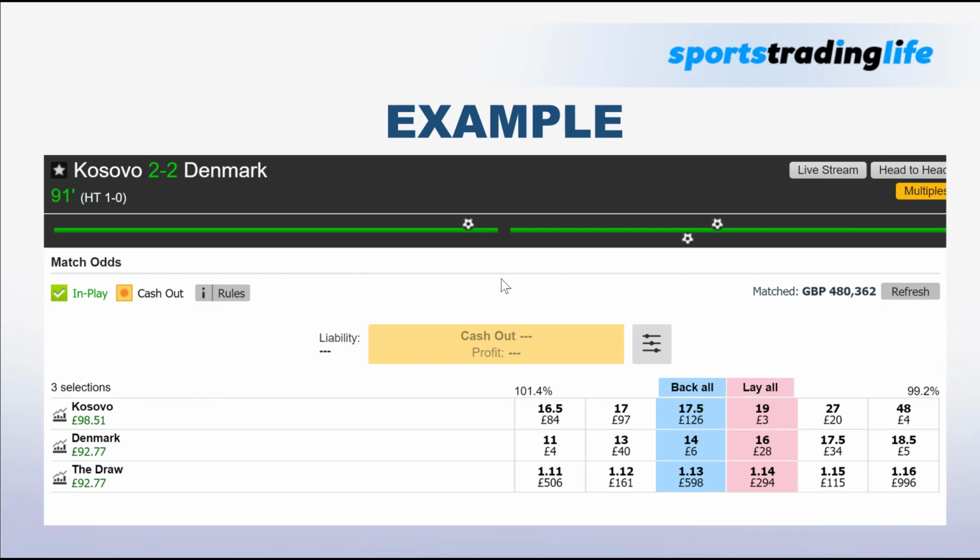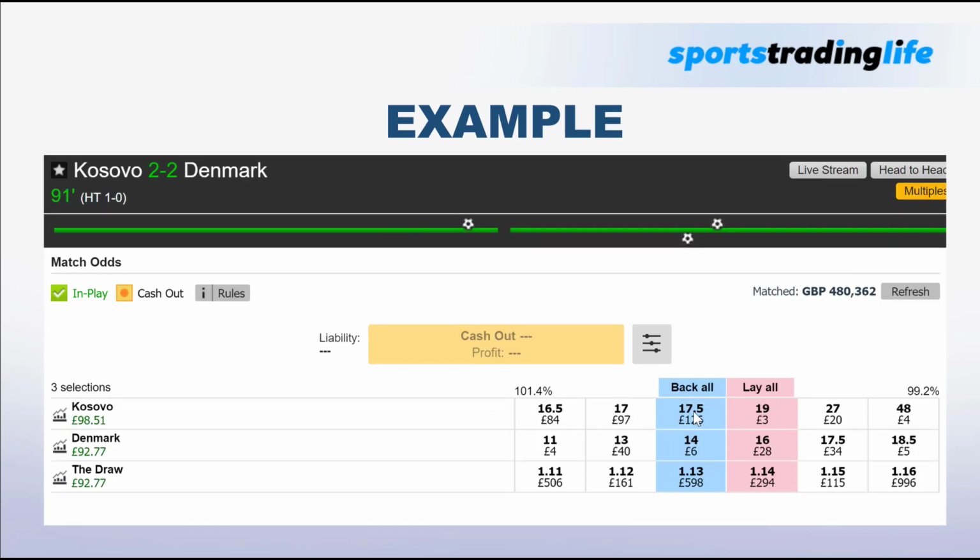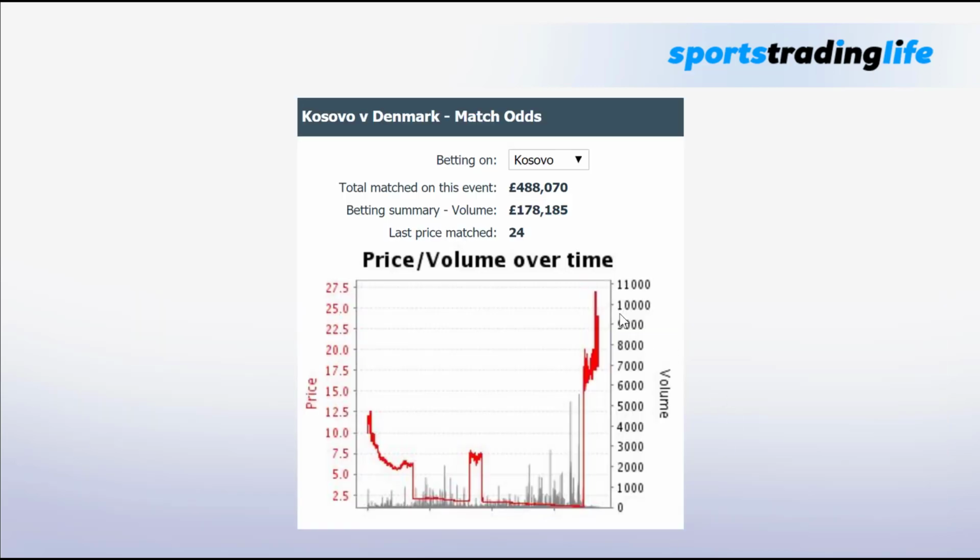So from that point on, it doesn't matter if Kosovo then go on and score another one and win the match 3-2, because we've already made the profit. We've already achieved what we're looking to achieve. So let me quickly show you that. It was a lay at 1.24 and then a pretty big price swing all the way up to 17.5. And you can see it there. You can kind of see it on this chart as well. That is basically it.